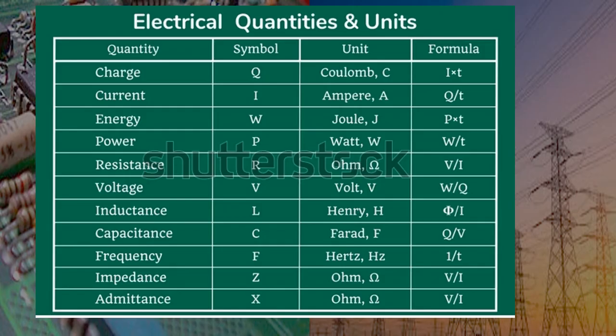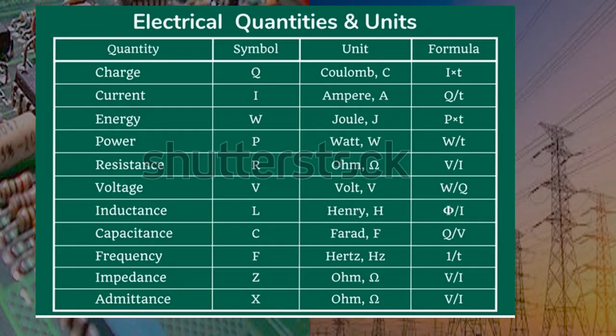Energy, sometimes it's J or W, is the work done in an electrical circuit. It's measured in joules, J, and the formula is you multiply power with time. Power is P, measured in watts, is the rate of work done in a second. So it's work or energy, electrical energy per time. So there's the formula.